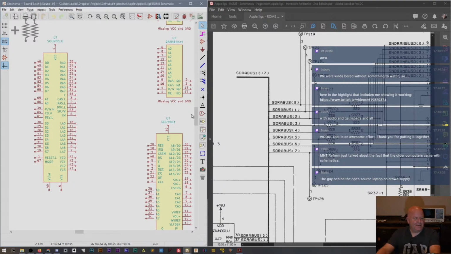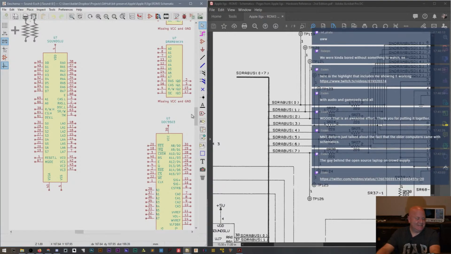We were kind of bored without something to watch. Ooh. Highlight that shows it working. Oh, awesome. I'll check that out later.